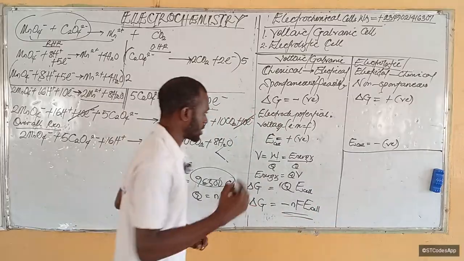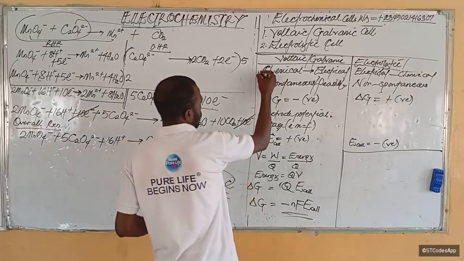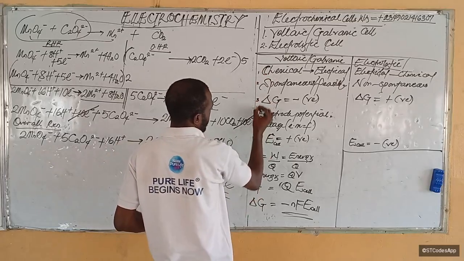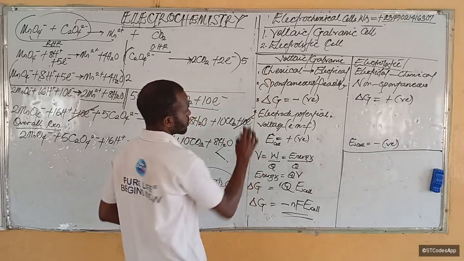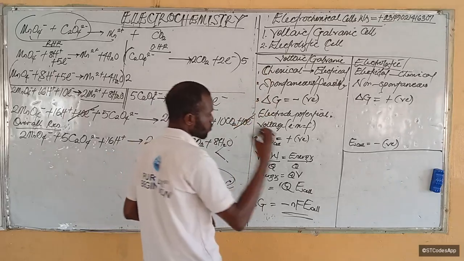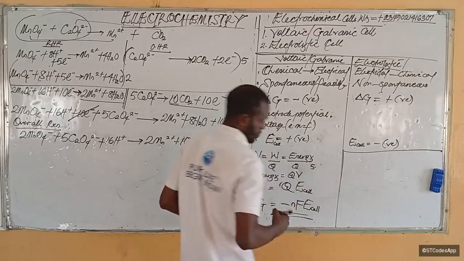Now let me show you something. Another thing I want to show you, another difference. So I've mentioned 1, 2, 3, 4. Now the fifth thing I want to tell you is about the electrodes.